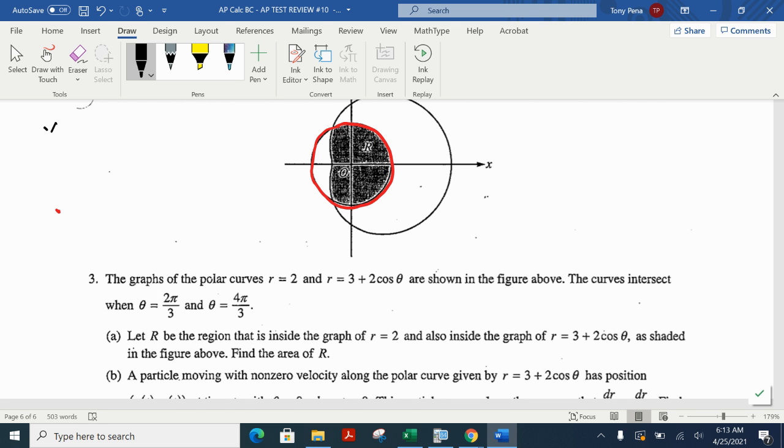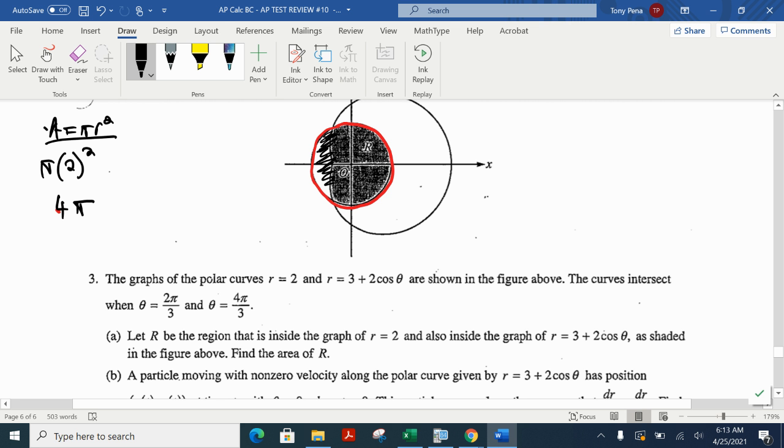So if I did the area of the circle, pi r squared, this circle has a radius of 2. So we know that the area of that circle is 4 pi. That, however, gives us everything as being shaded, and that's obviously not what we want. What we don't want is that region that I just drew in.